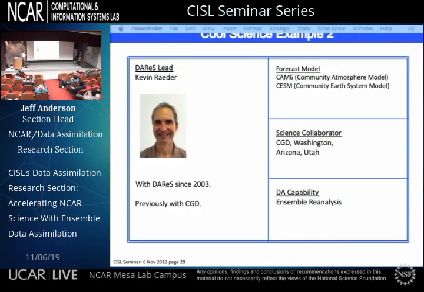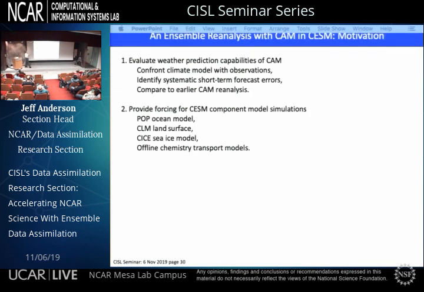Okay, a second example, we're going to start moving slowly away from NWP now. The lead on this project was Kevin Raeder, who's been with the team essentially since its inception in 2003, but has been with NCAR, with CGD before that, for a long, long time. This is using the newest version of the CAM, the Community Atmosphere Model from CGD, embedded in the whole coupled Earth system model system. So this is being done in a coupled prediction system. There are a variety of university collaborators, and it's an ensemble reanalysis. A reanalysis is basically just doing weather prediction after the fact, and generally over a long period.